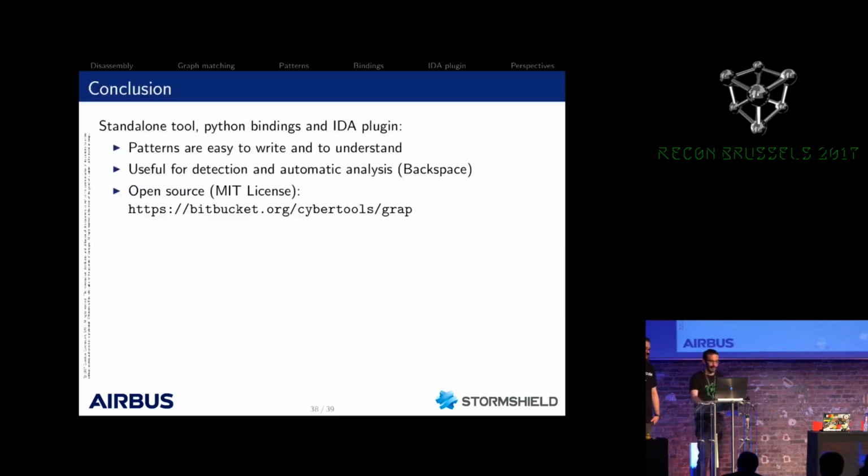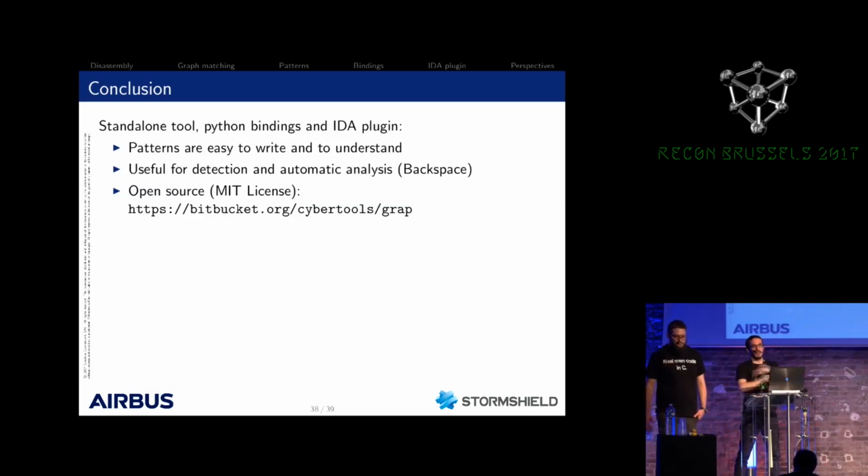Okay, so this will end our talk. The conclusion is that GRAP is at the same time a standalone tool. It has Python bindings. We have an IDA plugin. Our goal was to create a tool that can make graph patterns that are easy to write and easy to understand. We believe it is useful for detection and automatic analysis. We showed that on Backspace and it works. The tool is fully open source and you can find it online at this address.